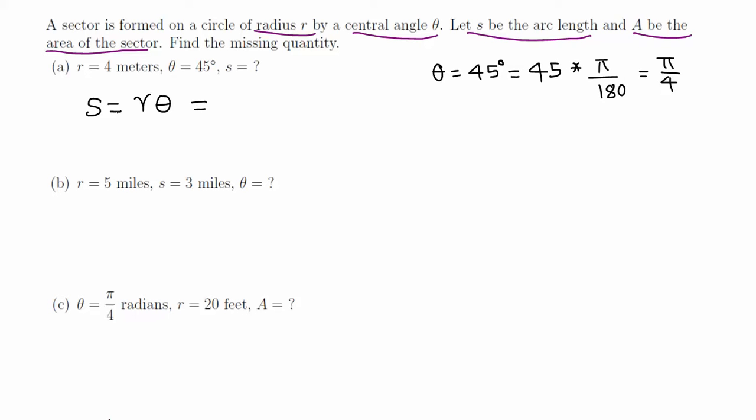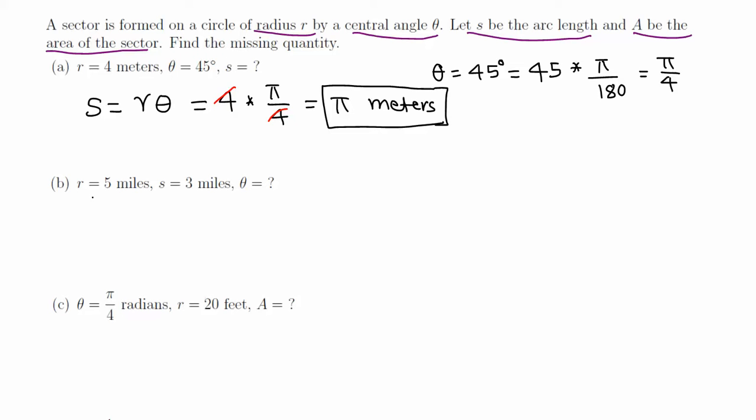That is, r is 4 times theta, which is pi over 4. Now this 4 and 4 cancel, so we get pi, and this is the arc length. Length means meters, so pi meters. Don't go for decimals.